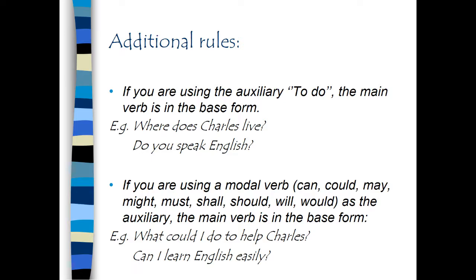would be the object. If you are using a modal verb, such as can, could, may, might, must, shall, should, will, or would, as the auxiliary, the main verb is in the base form. For example, what could I do to help Charles? In this case, the question word would be what. Could is the modal verb, I would be the subject, do would be the verb, and to help Charles would be the object.